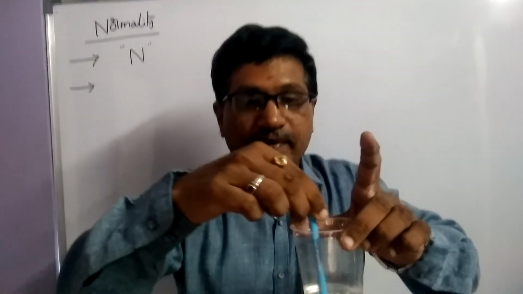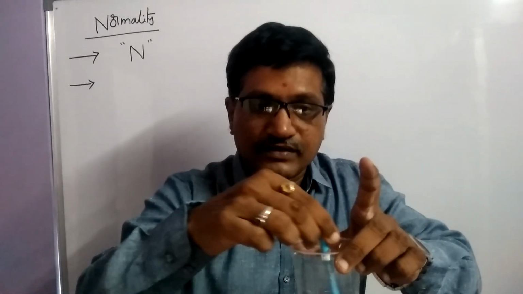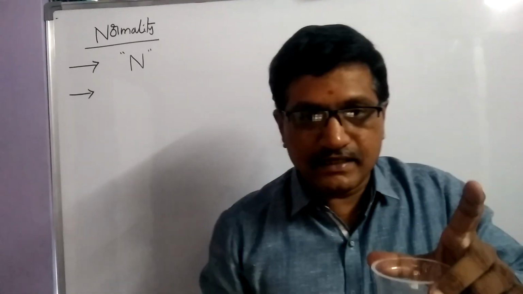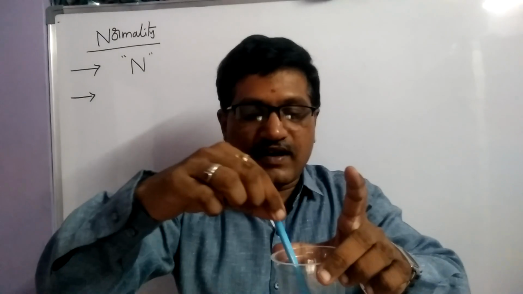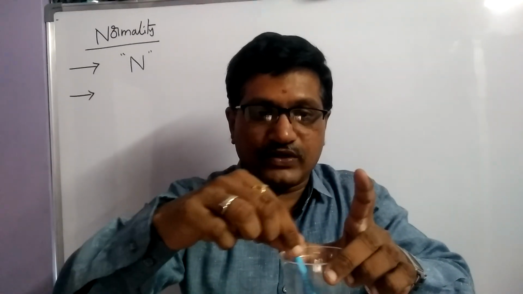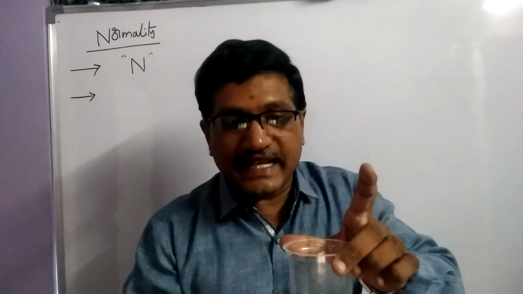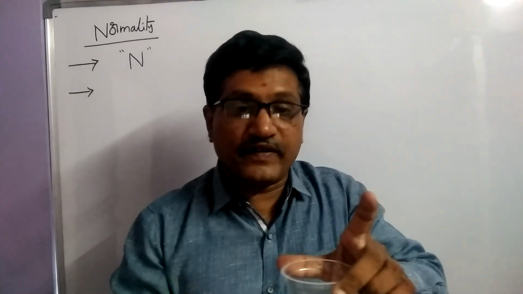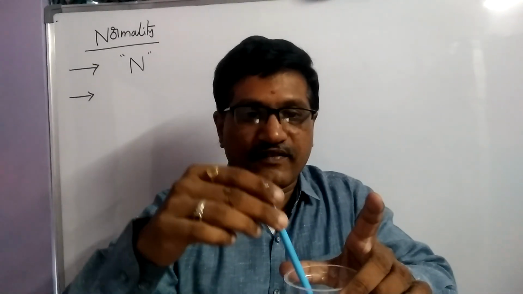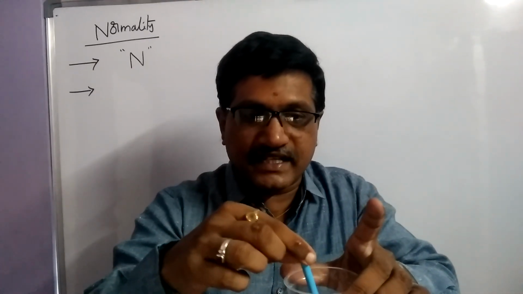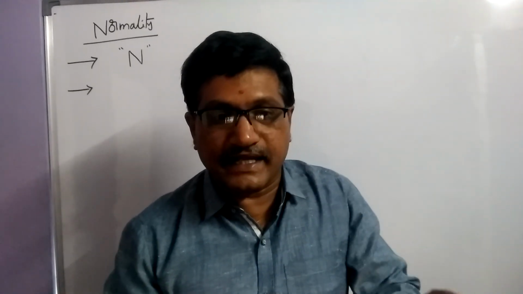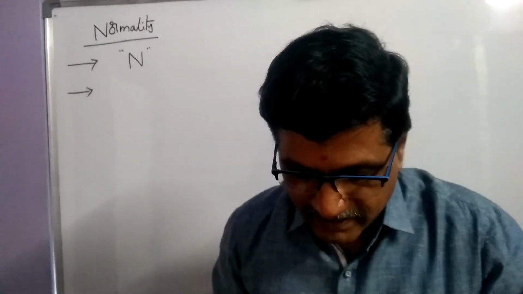The number of gram equivalents of the solute dissolved per liter of solution is called normality. I repeat, the number of gram equivalent weight of solute dissolved per liter of solution is called normality. If you take NaCl, the number of gram equivalent weight of NaCl dissolved per liter of the solution is called normality. Okay? Next, another one.